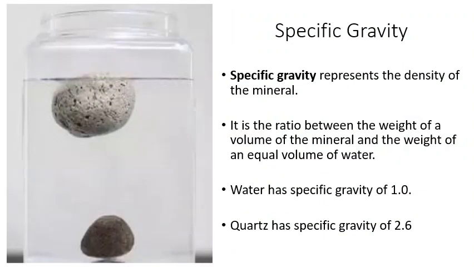Specific gravity is a term that describes the density of a mineral, and it's a specific way to describe density through the ratio of the weight of a volume of the mineral and the weight of an equal volume of water. So water is known to have a specific gravity of 1.0 or unity, and quartz has a specific gravity of 2.6. So in this case, quartz would sink in water.